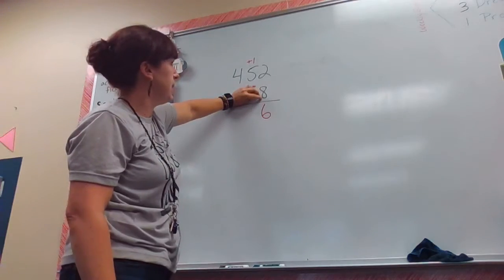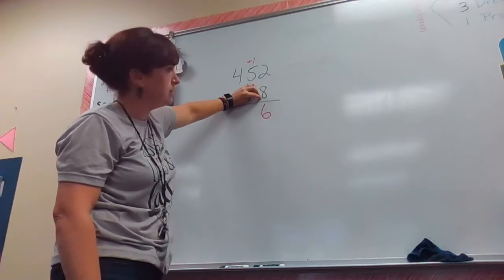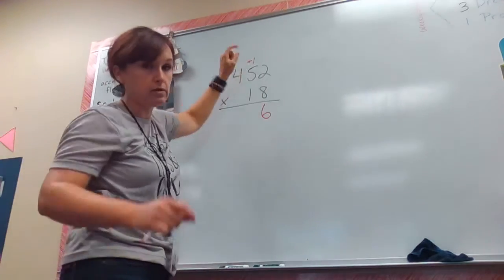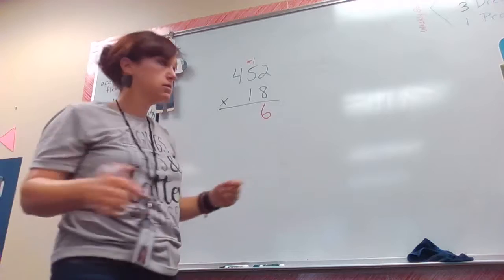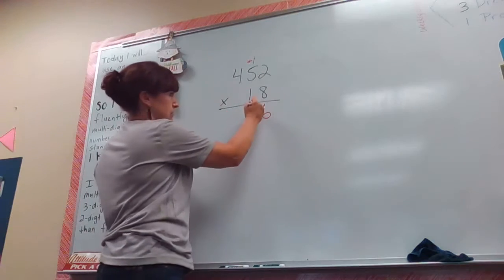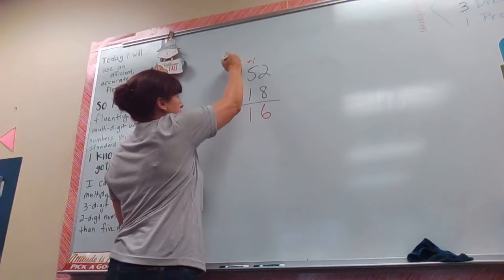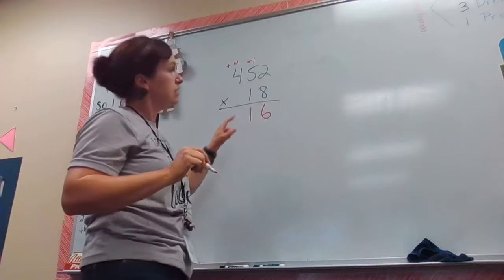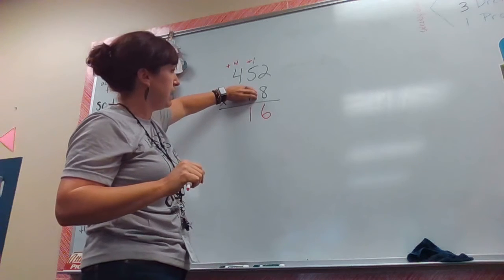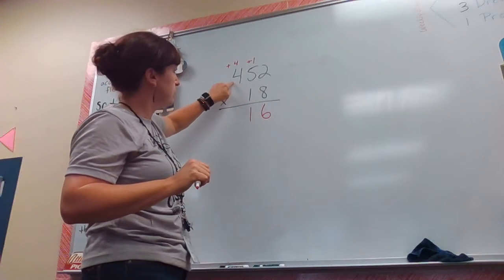Okay, next we're going to do 8 times 5, which is 40, plus 1. Okay, so I've got a 41. One place value at a time. So I'm going to put my 1 here and I'm going to carry my 4. Last but not least with the 8, we're going to do 8 times 4.